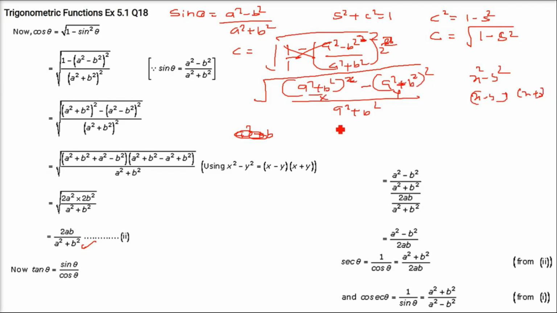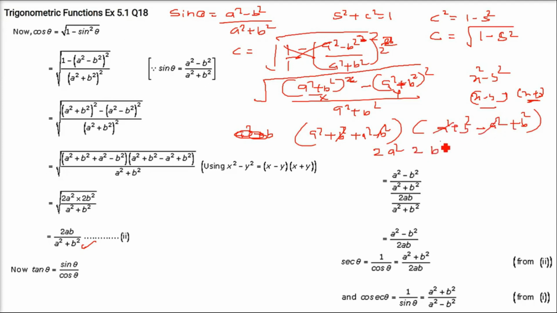So let me write it. This will be x plus y, that is a square plus b square plus a square minus b square. And now the second one is x minus y. So a square plus b square minus a square, and this is minus, so it will be plus b square. I am trying to solve the numerator under root. Now here what do you get? B square cancels, you get 2a square. A square cancels, you get 2b square, and this is under root.